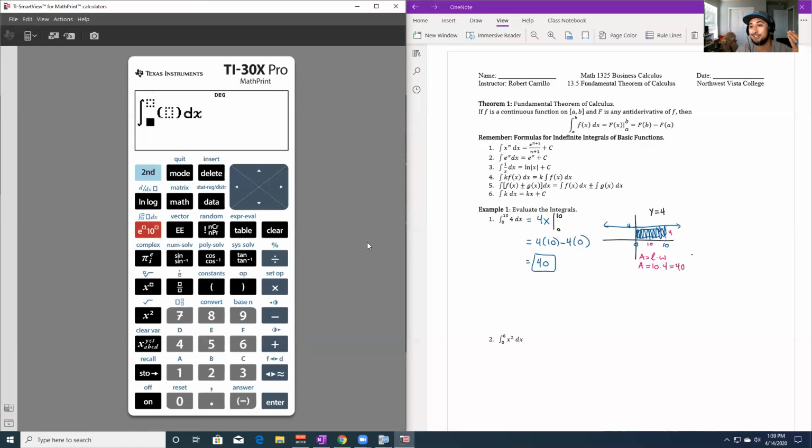Oh my goodness, right? So I'm going to type in 0. I'm going to type in 10 because that was the interval given for the integral. And then I'm going to type in the function f of x, which is 4. Now, watch the magic happen. Hit enter. Oh, it's done.